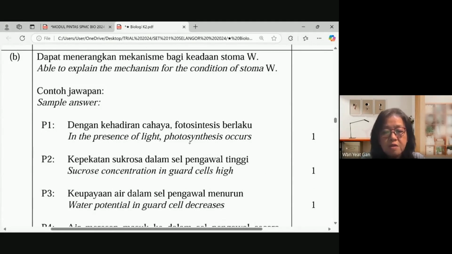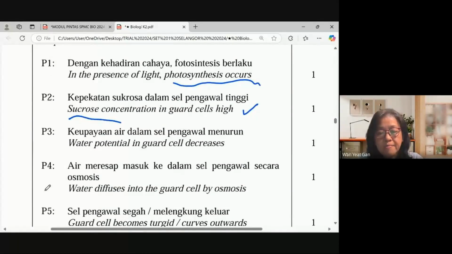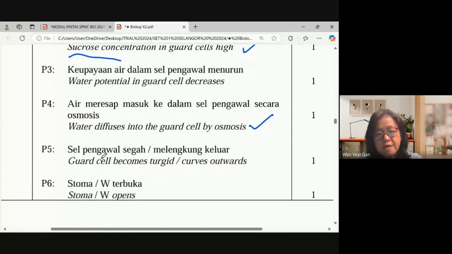So in the presence of light, photosynthesis occurs, so the sucrose concentration becomes high. Now, when the sucrose concentration is high, the water potential in the guard cell decreases, but the water potential outside the guard cell is higher than inside the guard cell. So water will diffuse into the guard cell by osmosis. Okay, so this results in the guard cell becoming very turgid and therefore the stoma opens.